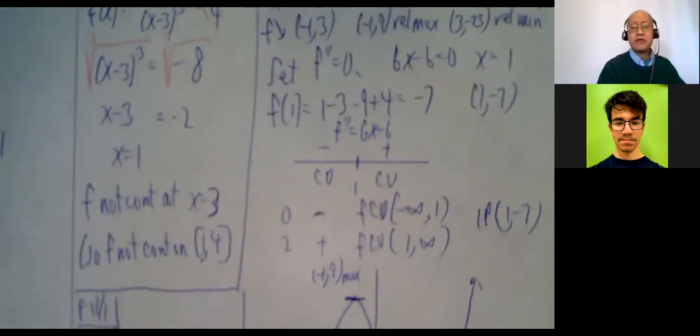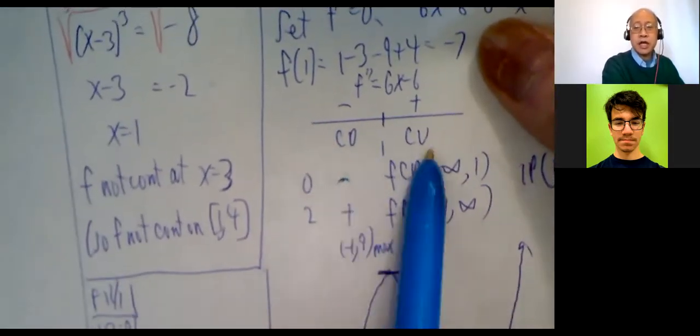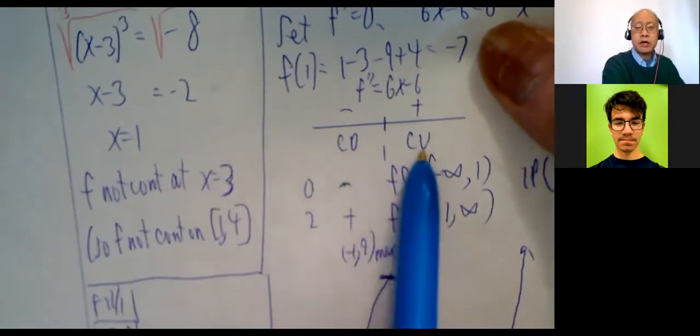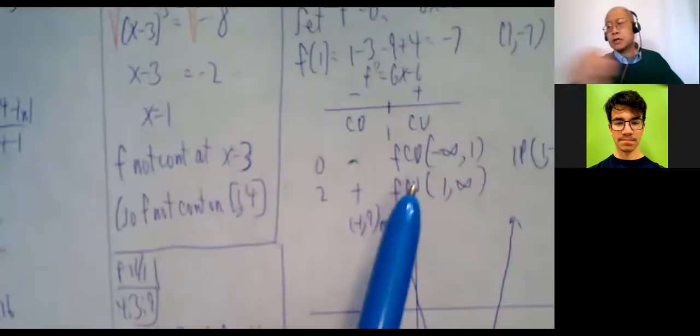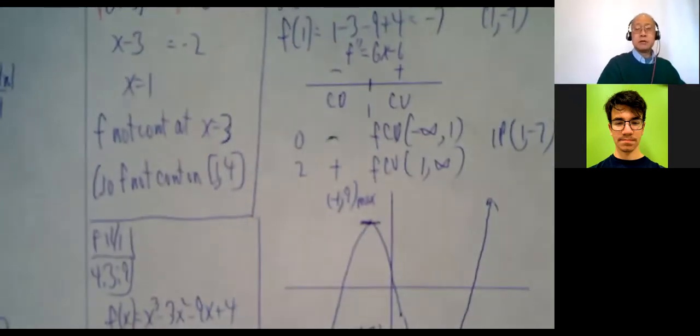Okay. In order to have an inflection point, there has to be a change in concavity. So does the concavity change at x equals 1? Yes, it does. Either from concave down to concave up or from concave up to concave down. So I do have an inflection point. Okay, so we have everything analyzed now.